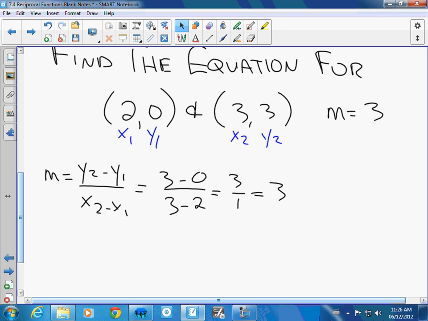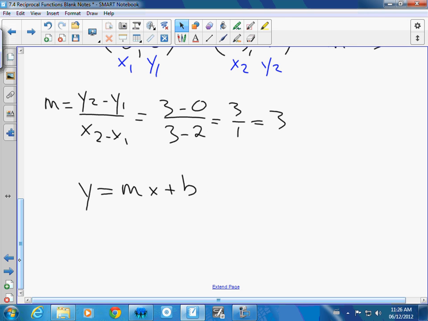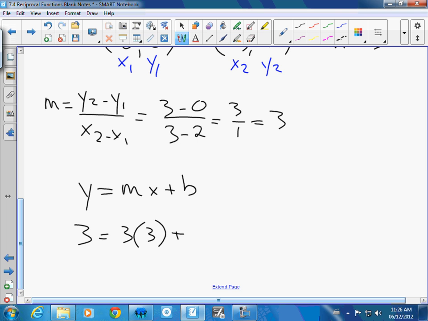Okay, so let's go back to the original equation. y equals mx plus b. Which set do you want to use, the 2 and the 0 or the 3 and the 3? 3 and 3? Okay, that's easy. So 3 equals, what was the slope? 3, what's x? 3, plus b. Right?